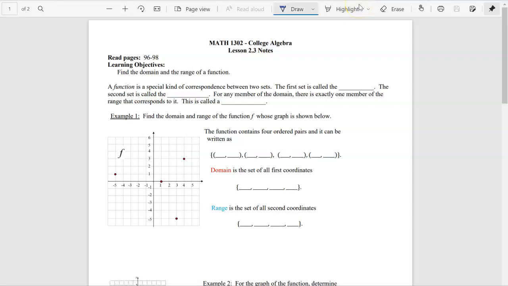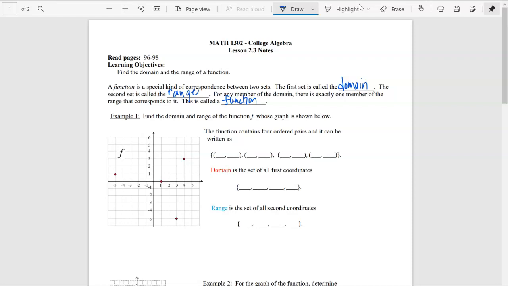Okay, let's talk about lesson 2.3. A function is a special kind of correspondence between two sets. The first set is called the domain. We talked about this in the other lesson. It's also your x, your input. The second set is called the range, which is your y value or your output. For any number of the domain, there is exactly one member of the range that corresponds to it, and this is called the function.